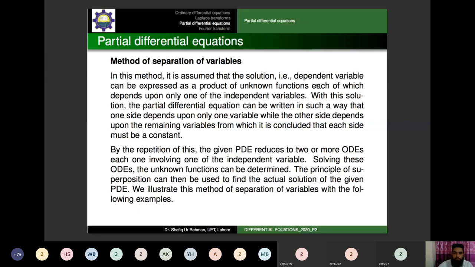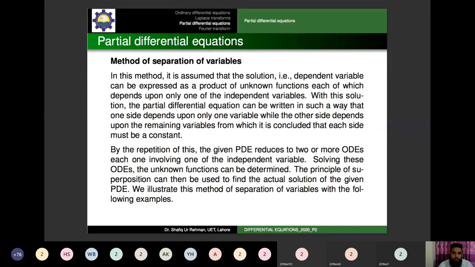We see that it is assumed that the solution, that is the dependent variable, can be expressed as a product of unknown functions, each of which depends upon only one of the independent variables. So the message is this: in this technique, the dependent variable is expressed as a product of unknown functions. It depends upon the number of independent variables. We are going to introduce unknown functions, and the product of those functions is going to describe eventually the solution of the given partial differential equation.